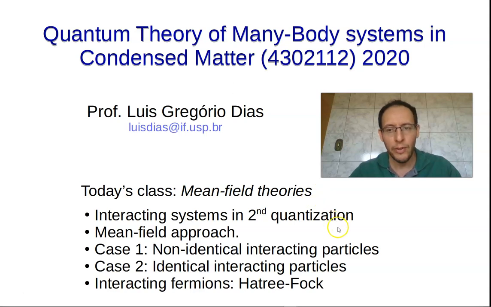And we'll first review how to write interacting systems in second quantization. And then we're going to introduce the mean field approach and what it means. We're going to start with a simpler case of two sets of non-identical particles interacting with each other, and then move on to the case of identical interacting particles.